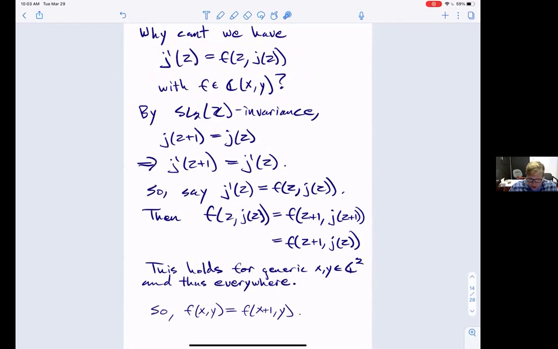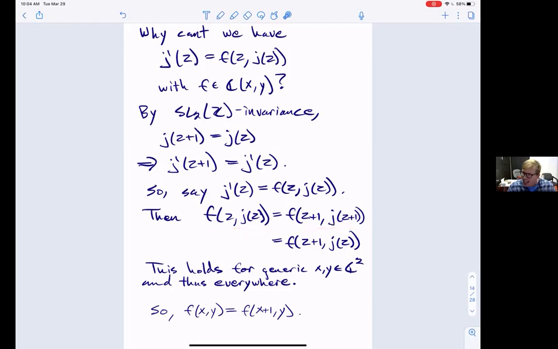Well, you know that the J function is SL2 invariant, so you can act on the variable by the action of SL2 acting by linear fractional transformation. And a consequence of that is that J of Z plus 1 is J of Z. So that means that J prime of Z plus 1 is J prime of Z. I mean, if the functions are the same, their derivatives are the same. So J prime of Z is, let's say, this function here. But then this is a rational function. And because J prime is equal, I can put Z plus 1 everywhere I see Z, because F of Z plus 1, J of Z plus 1 is J prime, and J prime of Z is J prime of Z plus 1. So we have this equals this.